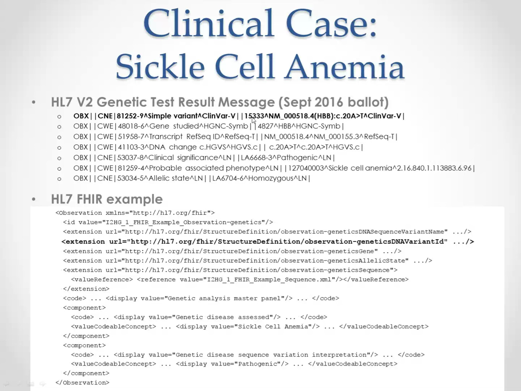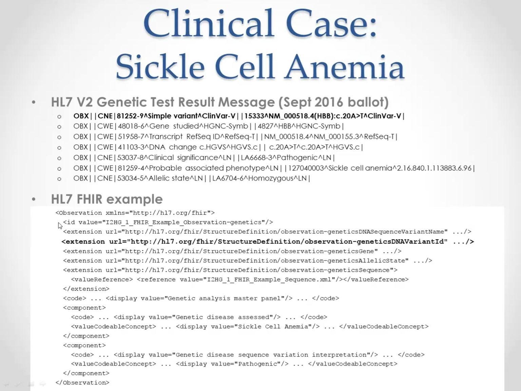Simple point mutations of clinical significance will most often have a ClinVar ID, and the ClinVar ID really then bundles up everything you need to know, including the HGVS syntax, which then includes the reference ID, the gene name, the actual mutation, as well as the clinical significance and the probable associated phenotype.